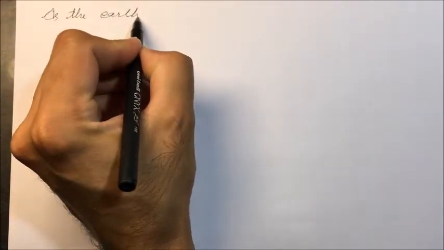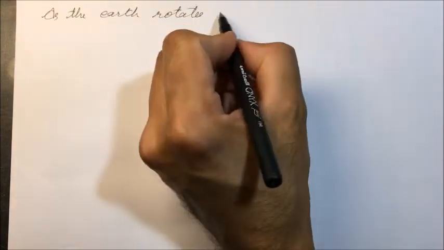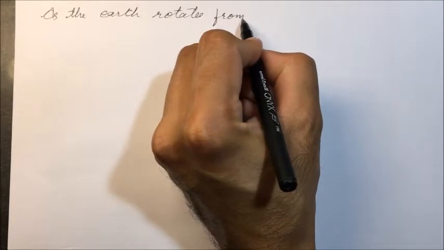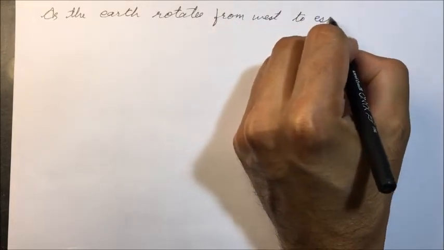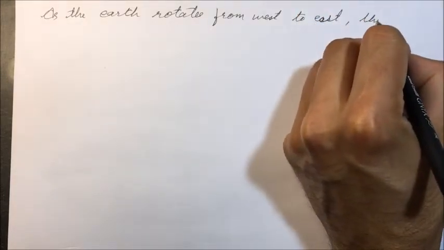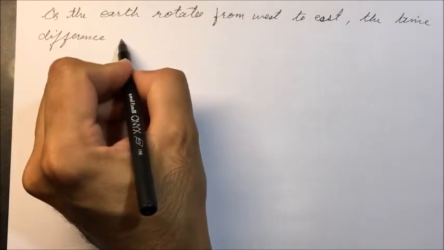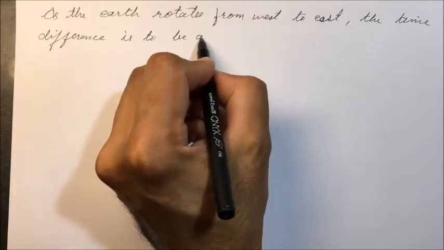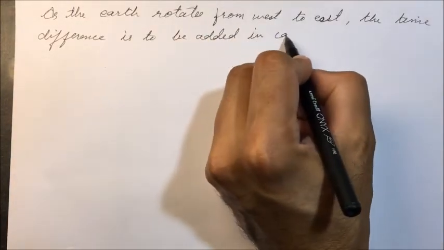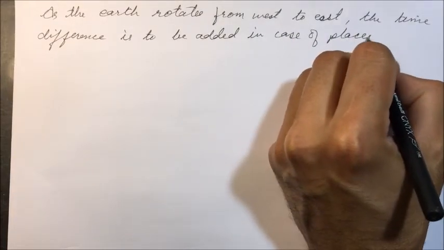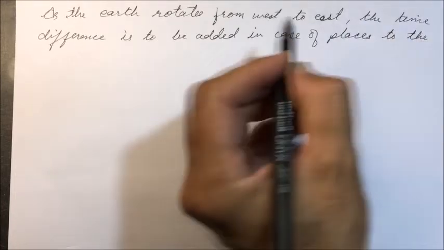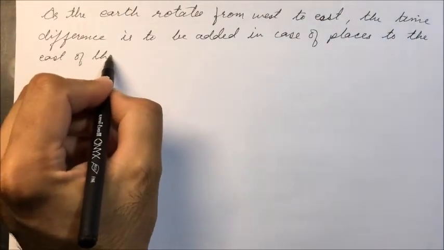As the earth rotates from west to east, the time difference is to be added in the case of places to the east of that point.